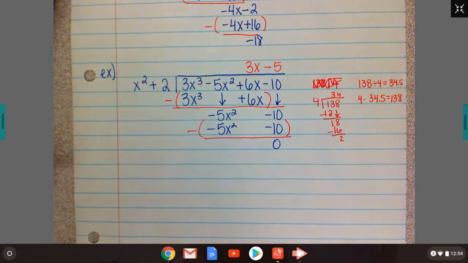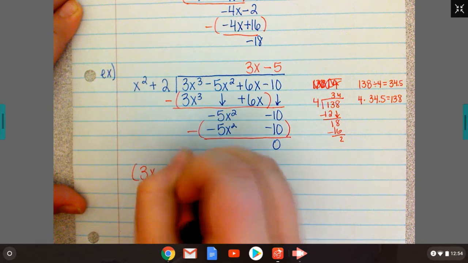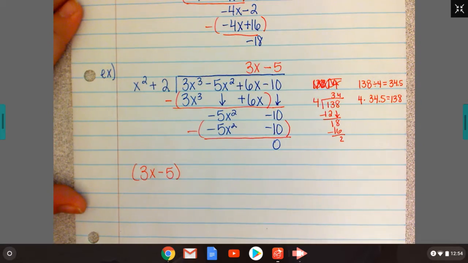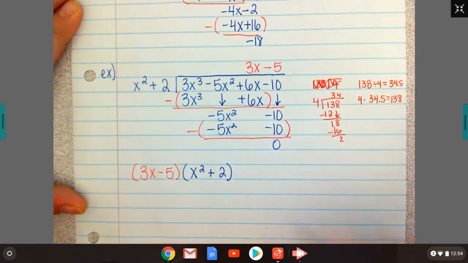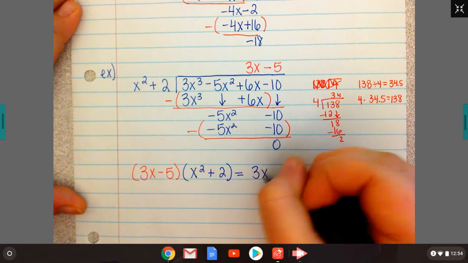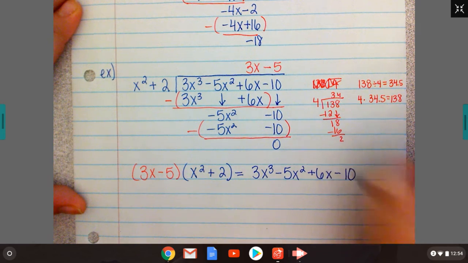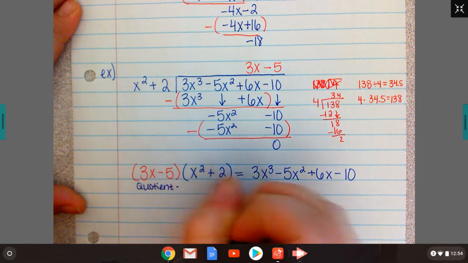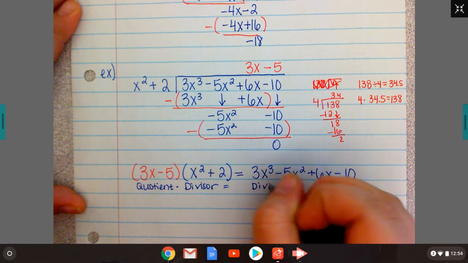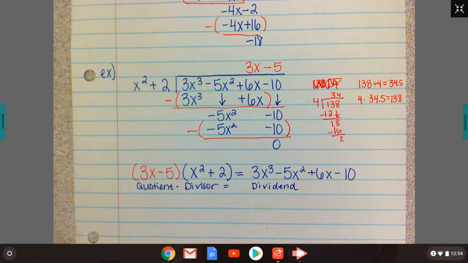But what I'm saying is, this gives us the fact that 3x minus 5, our quotient, times our divisor, x squared plus 2, equals our dividend, 3x cubed minus 5x squared plus 6x minus 10. So let me write these words under here. Quotient times divisor equals dividend. That is just basic division properties.